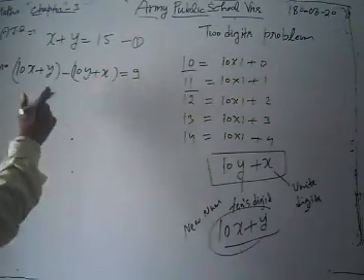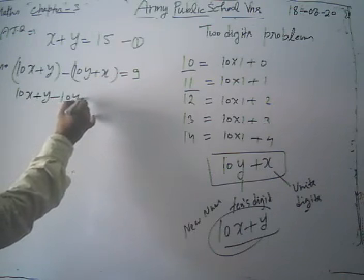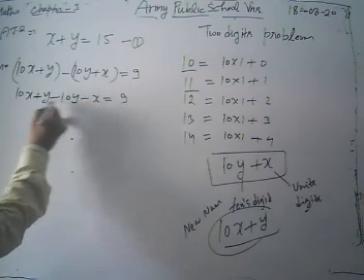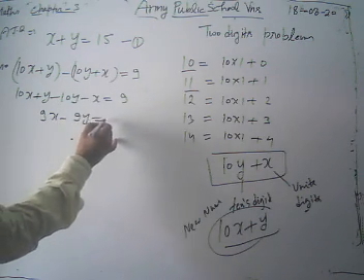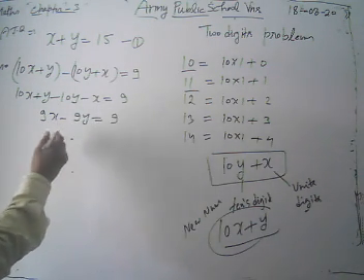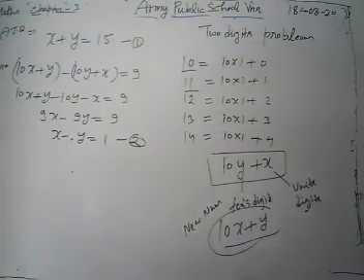Now we are going to solve it. 10x plus y minus 10y minus x equals 9. Then we get 9x minus 9y equals 9. Dividing each term by 9, we have x minus y equals 1. It's our equation number 2.